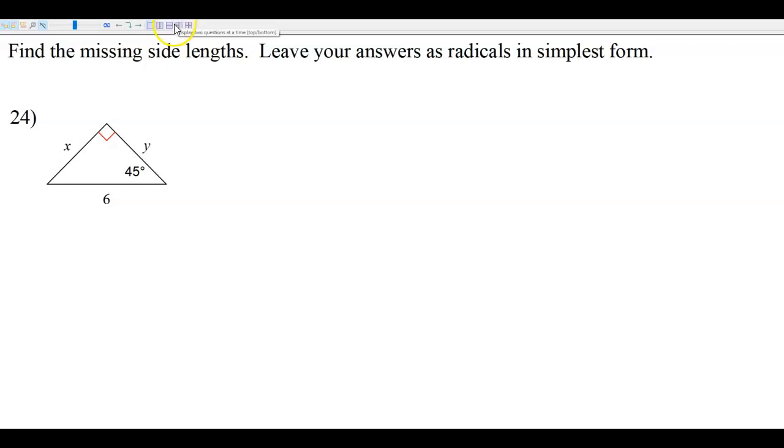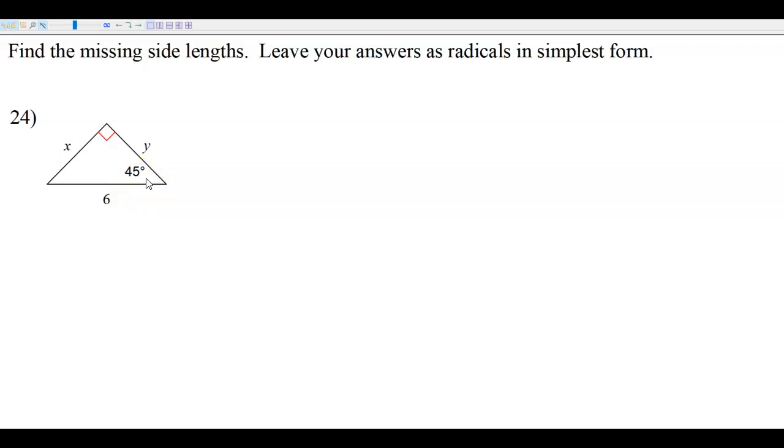Now for number 24, we want to find the missing sides, but you'll notice that unlike the last one, they only give us one side. You'll also notice that this is 45 degrees. Now technically, you could use sine, cosine, and tangent to get your answers here, but that's not the strategy I want you guys to use.